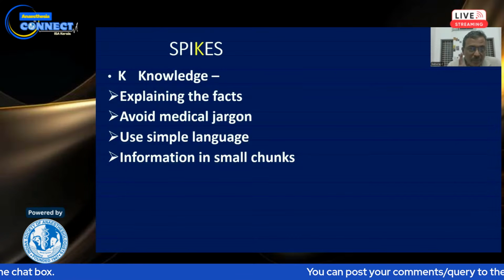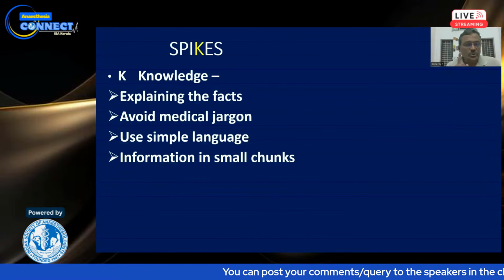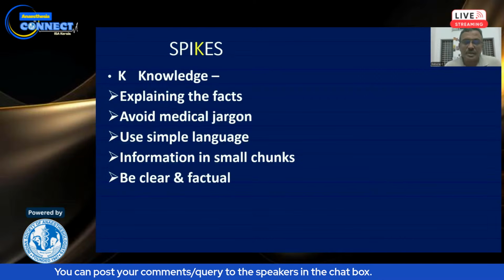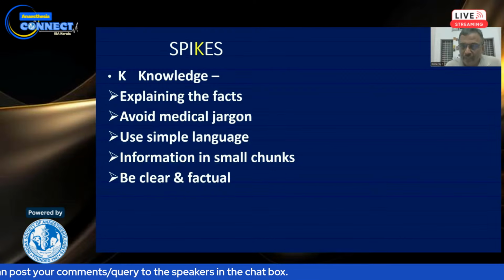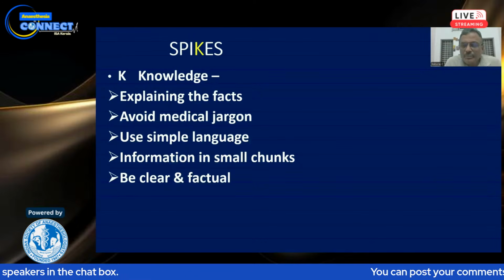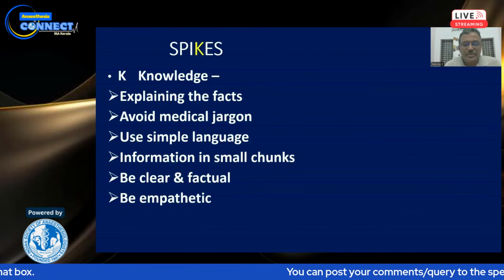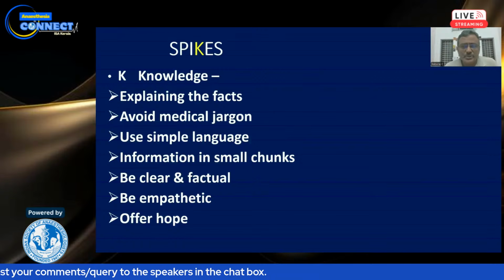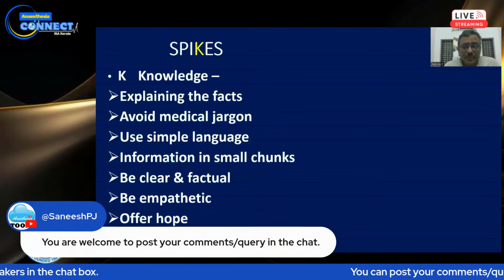And during delivery of bad news, you have to look for the response from the patient, emotional response from the patient. Okay. And always be clear, be factual. Sometimes you need to repeat what you said and be empathetic also and offer hope. How to offer hope? Suppose it is a metastatic issue. You can say, even though the disease has spread, we can take care of your symptoms.